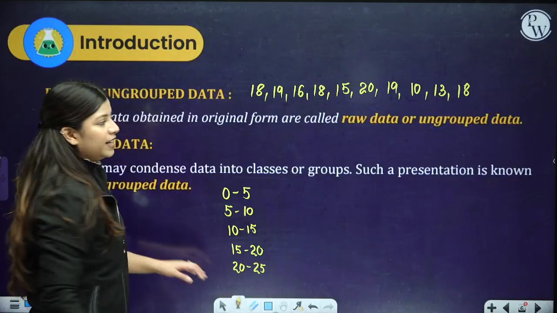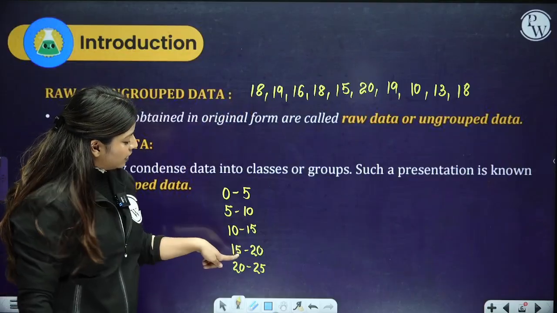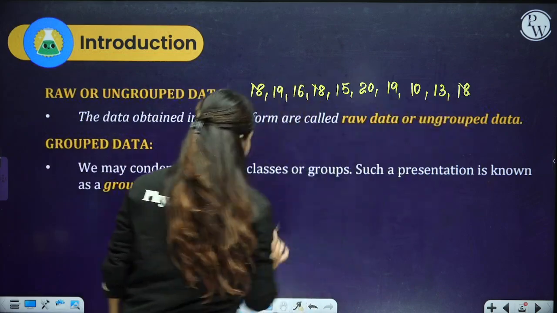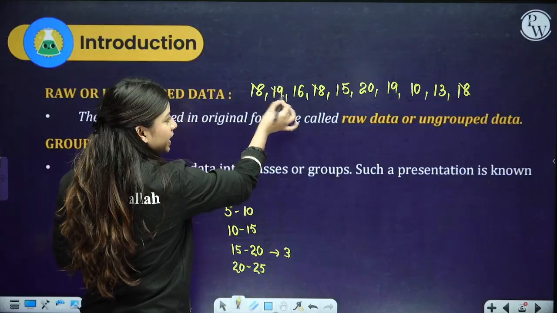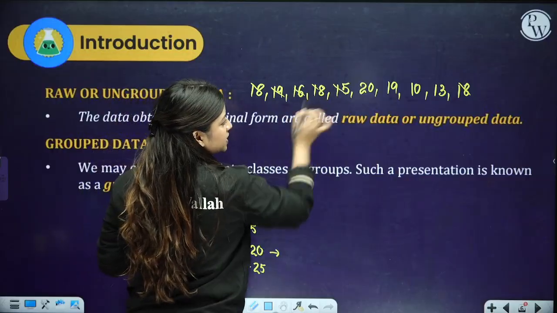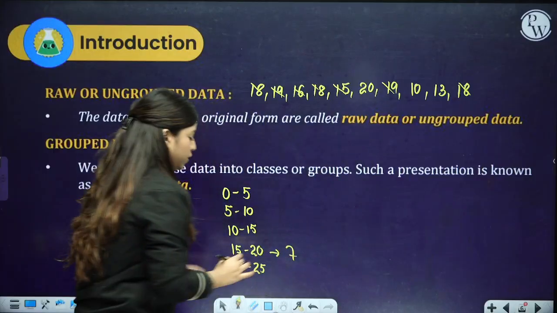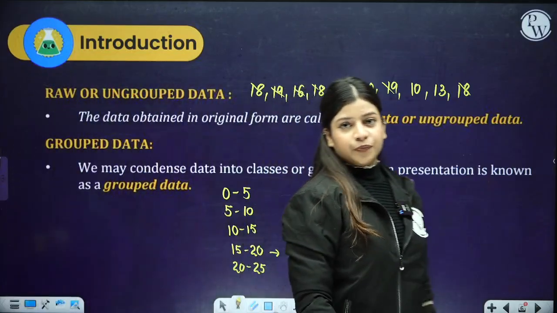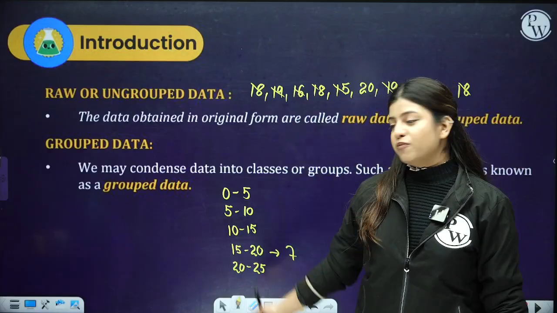Now, if I'm arranging this data, let's say 18. So 18 will come in between 15 and 20. So 1, 2, 3. So 3 students have secured in between 15 to 20. Also, 19 lies between 15 to 20. 4, 5, 6, 7. So 7 students have secured in between 15 to 20. Now this becomes your grouped data. When you arrange the marks in classes, this becomes more presentable.